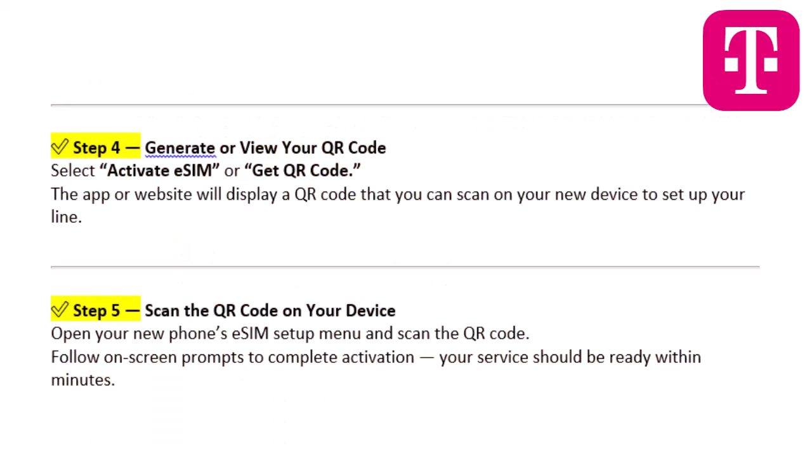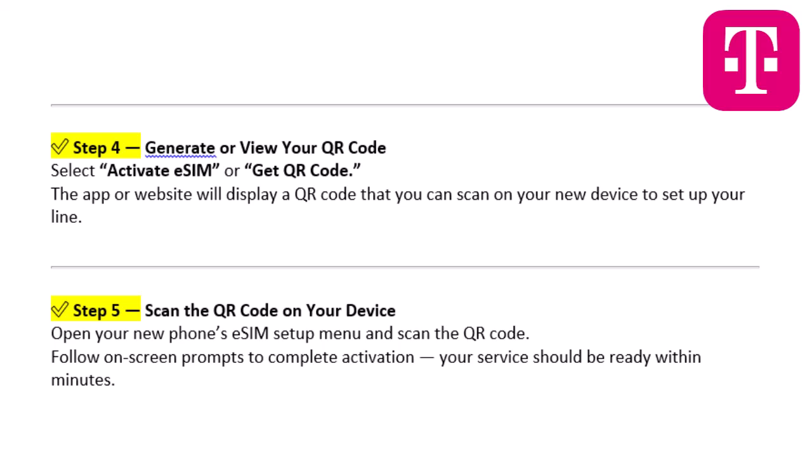Select Activate eSIM or Get QR Code. The app or website will display a QR code that you can scan on your new device to set up your line without any hassle. If you don't see it, try refreshing the app, logging out and back in, or switching to the T-Mobile website. The QR code option usually appears after syncing.